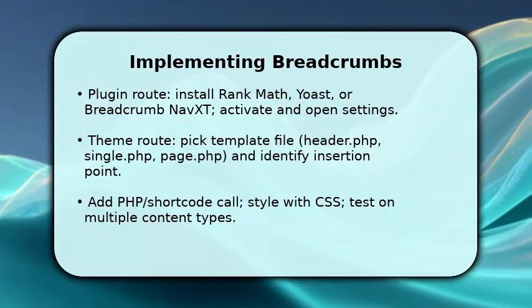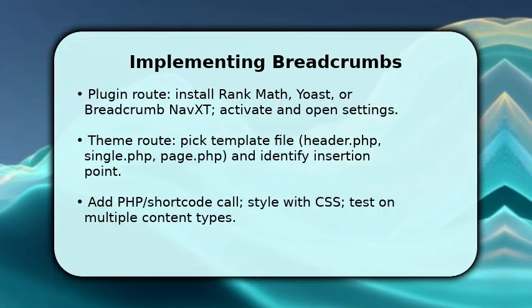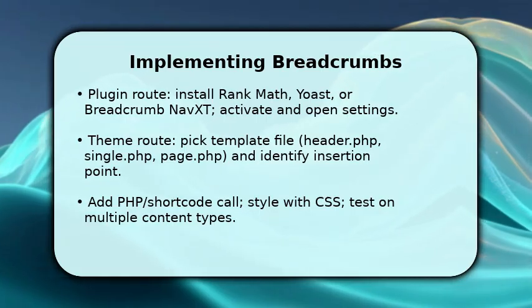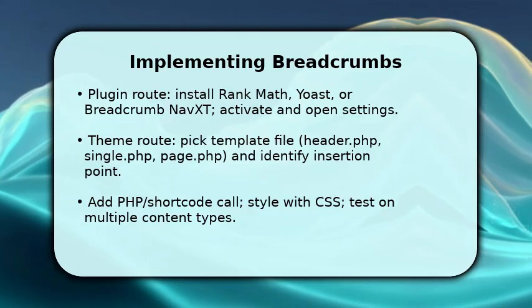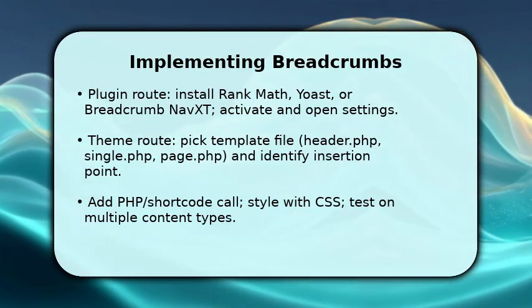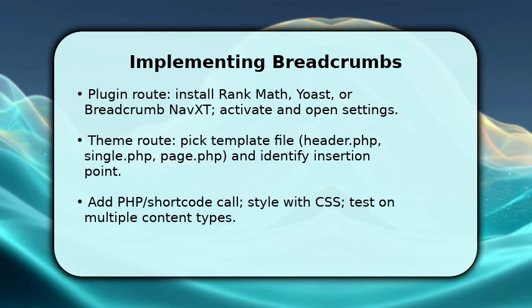If editing the theme, open the right template file and insert the provided PHP function or shortcode where you want breadcrumbs to appear, typically above the title. Once inserted, apply CSS rules to match spacing and typography, and ensure conditional logic hides crumbs on the home page. Then clear caches and preview posts, pages, archives, and text.